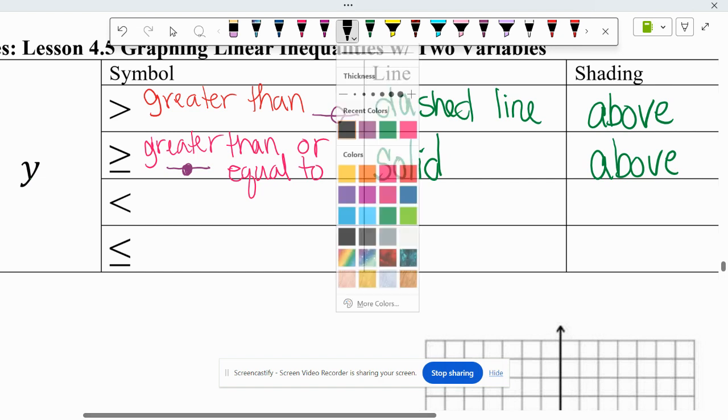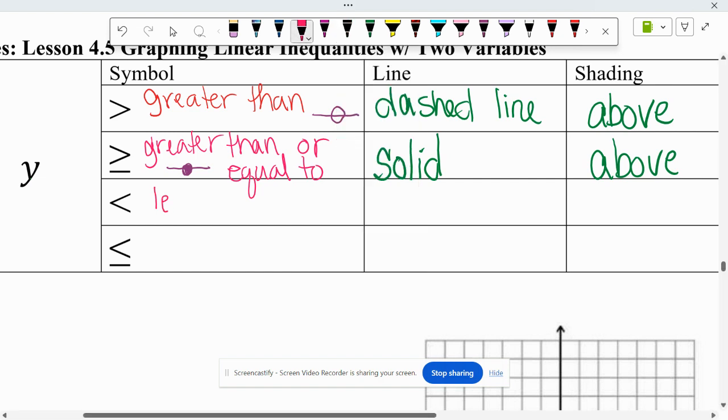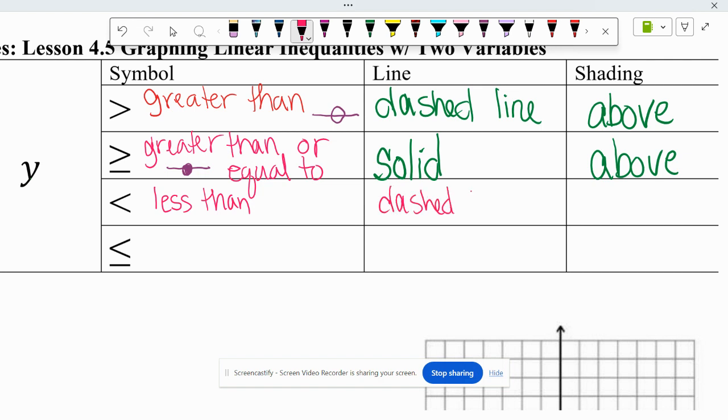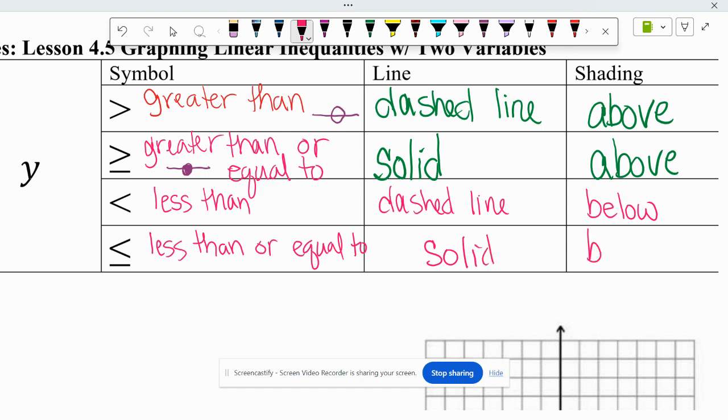This next symbol is less than. Less than is not equal to, so it's going to be a dashed line. It doesn't include the line, it just makes the boundary. But the y values are less than our line, so we're going to shade below. Less than or equal to is going to be a solid line, and we're going to shade below.